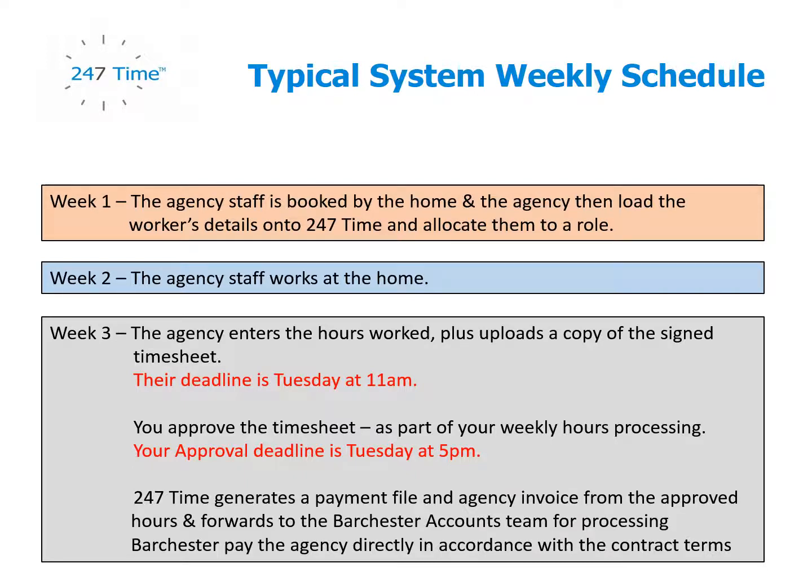It's your responsibility then to really make sure that you do get programmed into doing this, that you go in and approve these timesheets by Tuesday at 5 p.m. After that we go in and do what's called a consolidation, which sweeps up all of that data and processes it through to an electronic file for Barchester for processing. So basically Tuesday 5 p.m., make sure you've gone in and approved those particular timesheets.